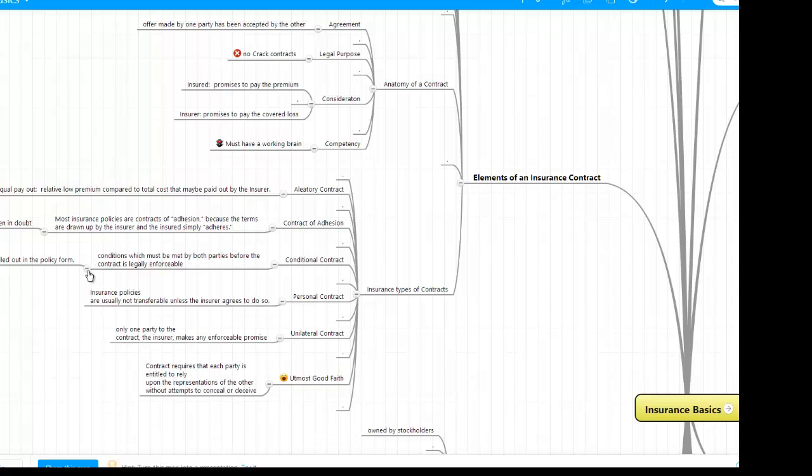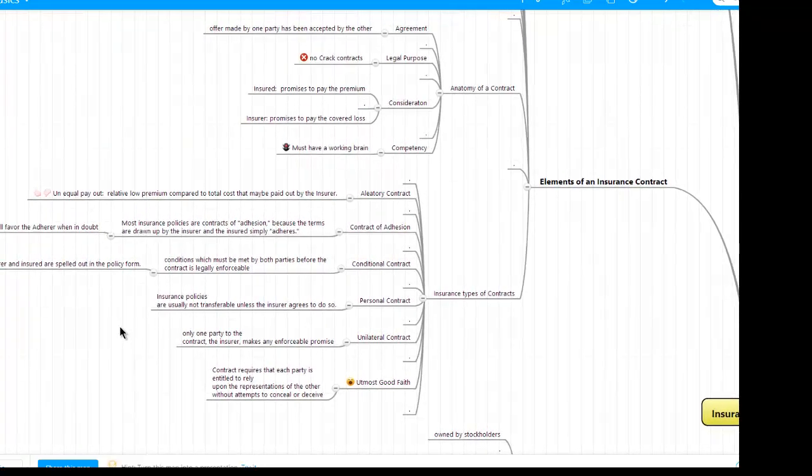And then the conditional contract. We have bi-conditional or unconditional. The conditions must be met by both parties before the contract is legally enforceable. Conditions for both the insurer and the insured are spelled out in the policy form, right? They're in that conditions part. And then we have a personal contract. What that means is that if you get an insurance policy, that policy is not necessarily transferable to somebody else. There are some, like life insurance, that transfer over to the wife or husband, whichever it might be.